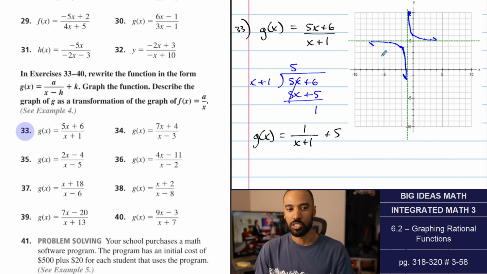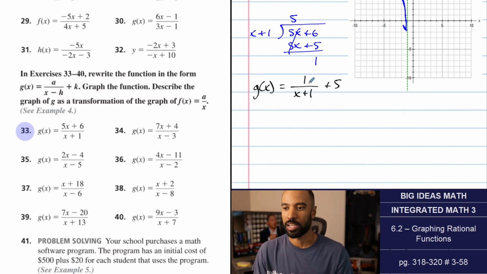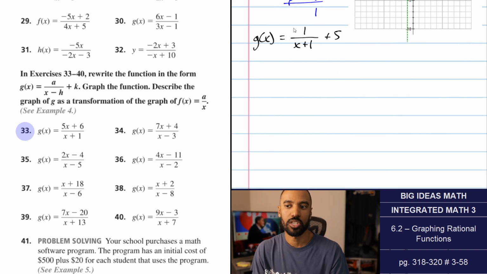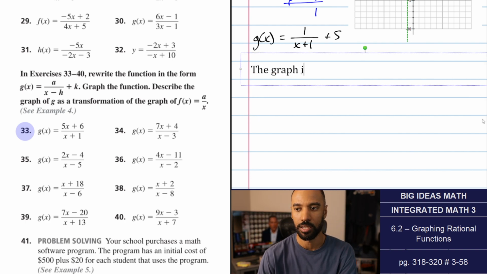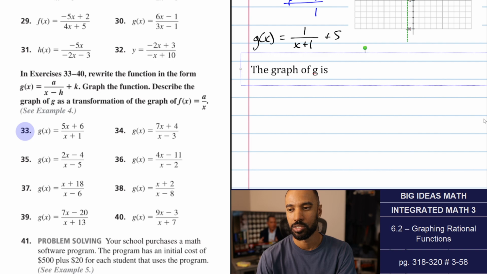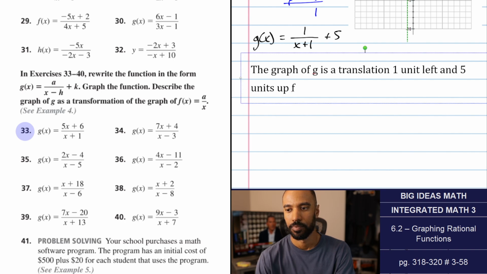Describe the graph of g as a transformation of the graph of f of x equals a over x. Given that the a is still 1 over x for our f of x here, it's basically whatever a we get, okay? So we're just talking about translations. The graph of g is a translation 1 unit left and 5 units up from f.